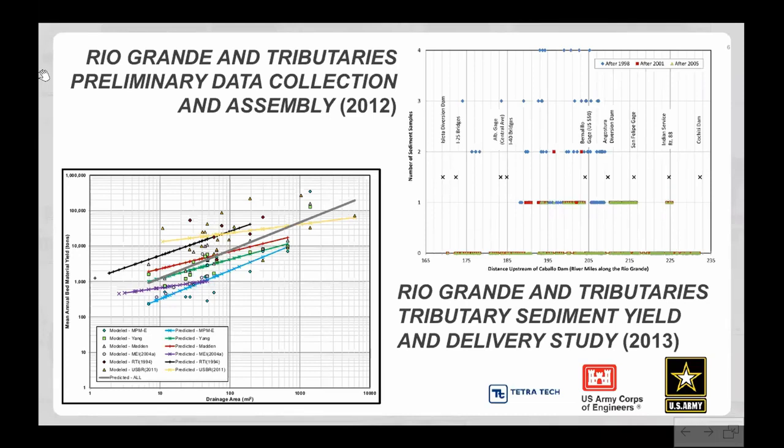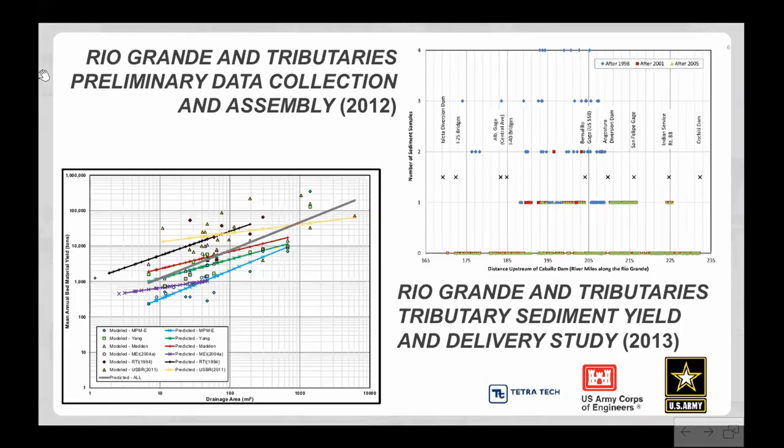So as part of this initial collection, we realized that we didn't have a good consistent set of sediment data that was available. So we set out to collect that, and we also did a bunch of surveys of jetty jacks and how much sediment was stored in the floodplains. That was followed in 2013 by a tributary sediment yield study. So this plot here in the lower left is a sediment yield relationship with drainage area on the x-axis and mean annual bed material yield on the y-axis.